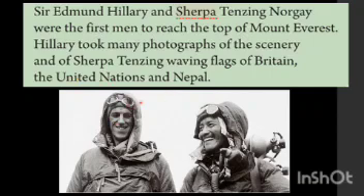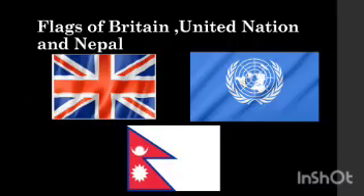Sir Edmund Hillary and Sherpa Tenzing Norgay, they were the first to reach the top of Mount Everest. And from there, Hillary took many photographs of the scenery and of Sherpa Tenzing, who was waving flags of Britain, the United Nations and Nepal.